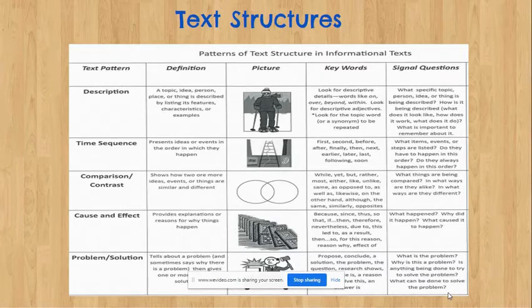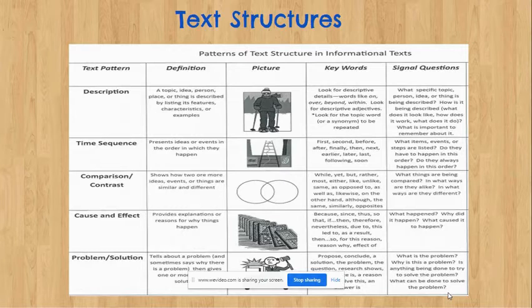Then we have compare and contrast, which shows two or more ideas, events, or topics that are being categorized into similarities and some differences. Keywords include, opposed to, unlike, alike, differences, similarities, opposites, the same. Then we have cause and effect, which provides explanations or reasons for why things happen. Some keywords are therefore, nevertheless, due to this, as a result, because of this, and the reason why.